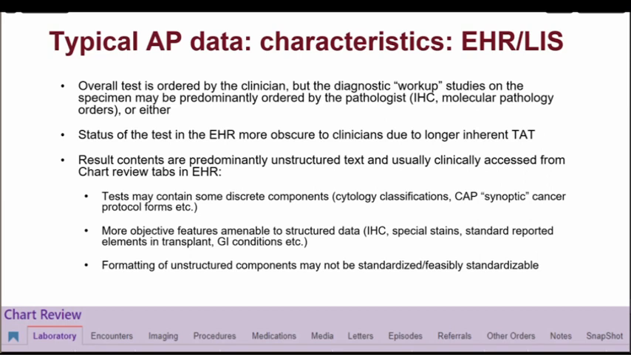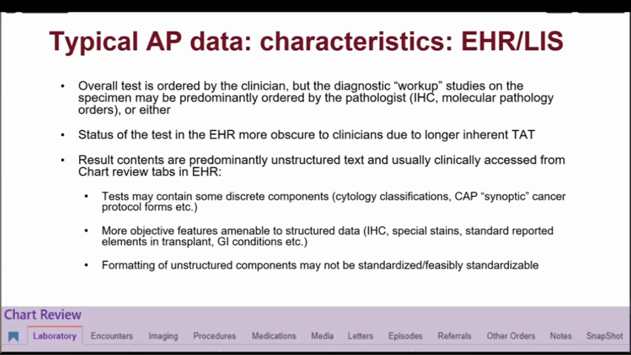And so this can cause some potential confusion if it's not clear which roles are ordering which parts of the workup on a sample. Because of the relatively longer turnaround time of AP tests, which tends to be in days and even in some cases weeks in cases of cytogenetics, the status in the EHR tends to be more obscure to clinicians. Not to say that these tests don't have probably similar timestamps as CP tests, but they tend to be less useful to clinicians in terms of being able to predict a tight time frame when they'll get the result.